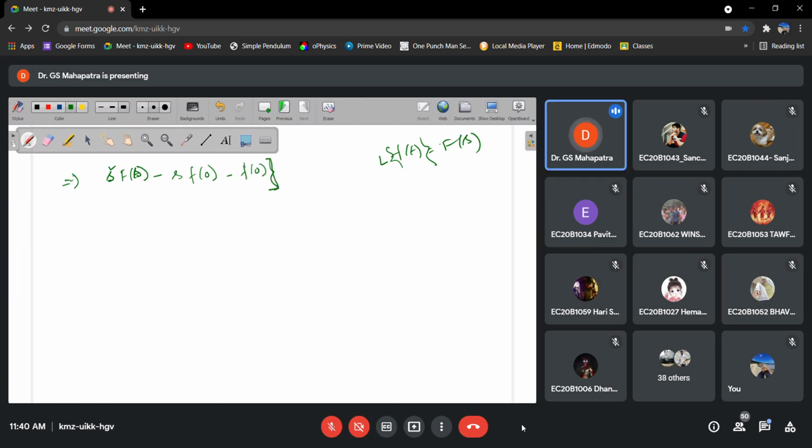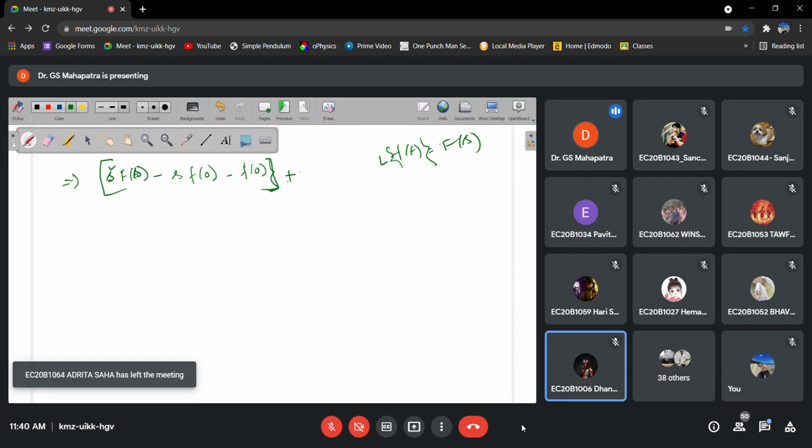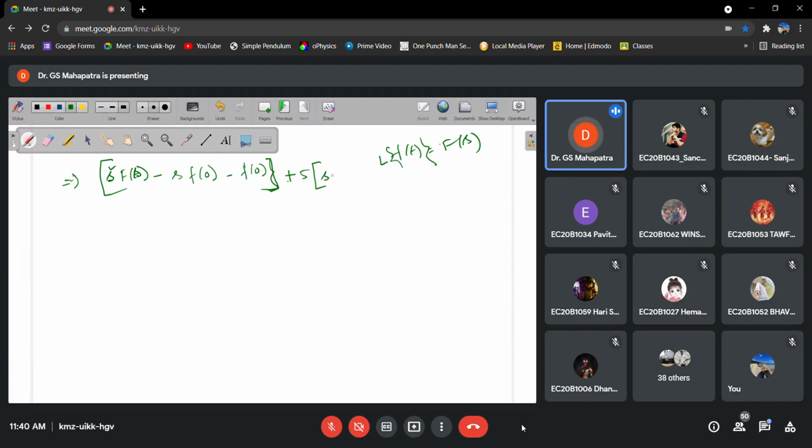Now the next part, plus 5 into something. What is that one? s into F of s, minus f of 0. Last one, the Laplace transform of f of t, plus 6 into capital F of s. Correct.